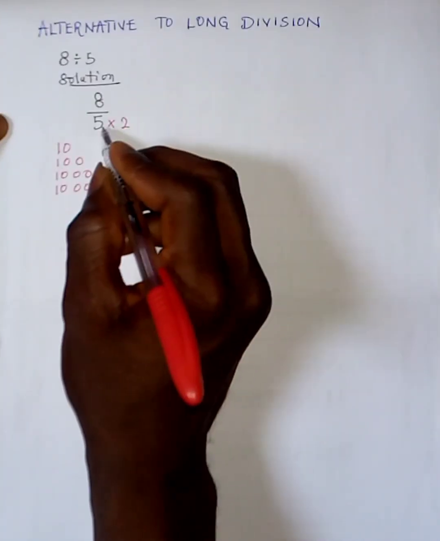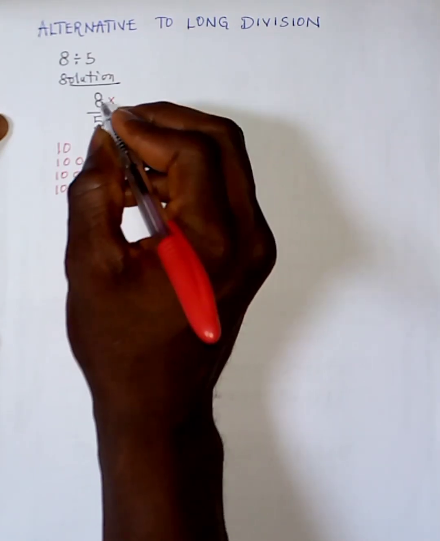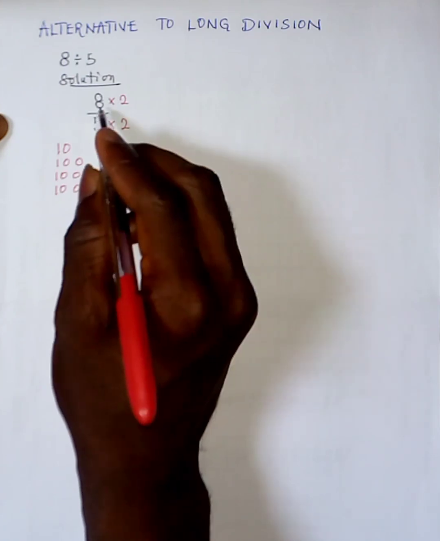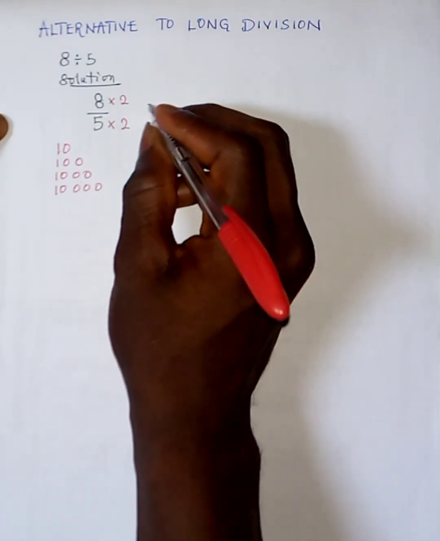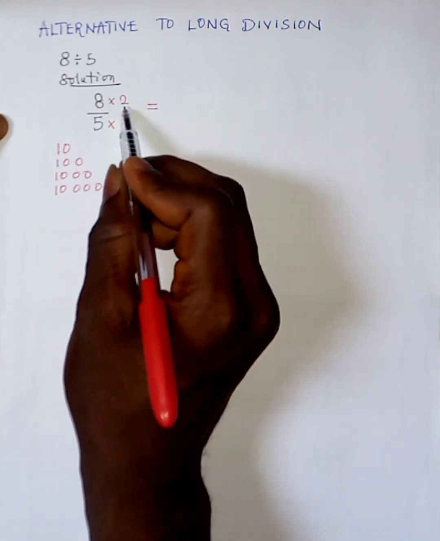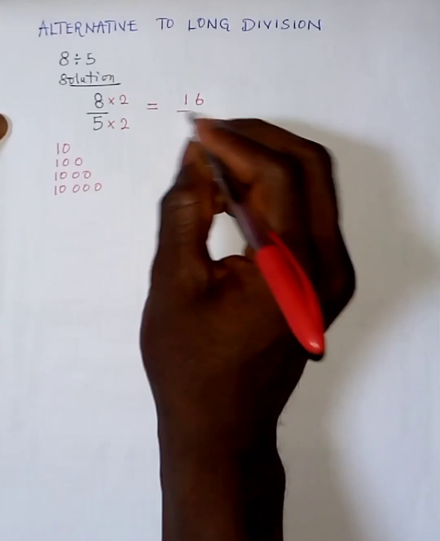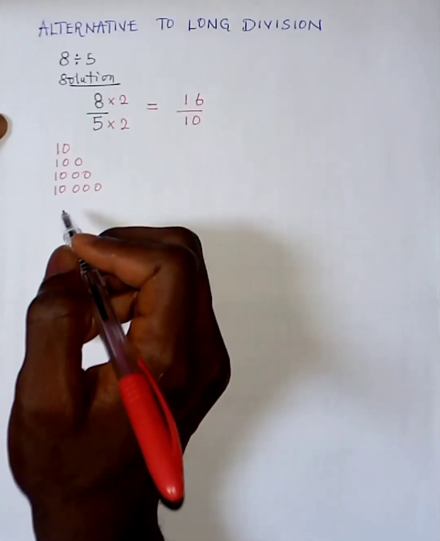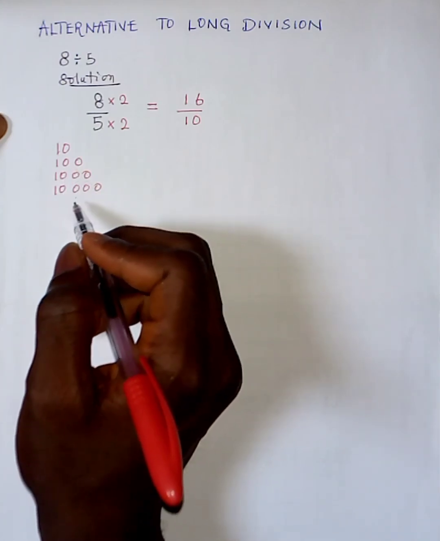So since I am multiplying the denominator by 2, I must do so for the numerator, that is the top number, so that it will be equal. If I'm multiplying the bottom by 2, I multiply the top by 2. So at the end of the day, my answer will be 8 times 2 is 16 over 5 times 2 is 10, which is the 10 I am looking for. It could be 100, 1000, 10,000, and so on.